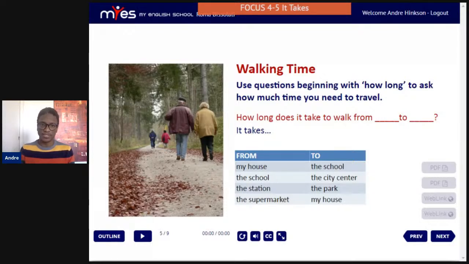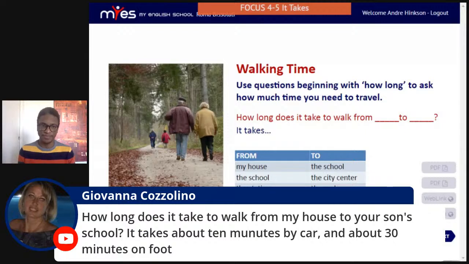Raffaele, how long does it take to walk from your house to the city center? Okay, and Giovanna, oh, you're still with us. How long, she asks, how long does it take to walk from my house to my son's school? Or if you're asking the question to someone else, how long does it take to walk from your house to your son's school? So Giovanna says, it takes about 10 minutes by car and 30 minutes on foot.